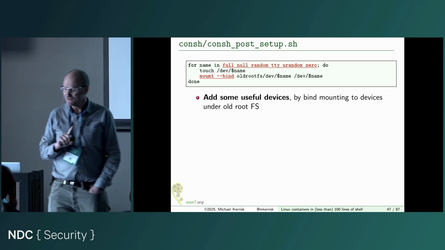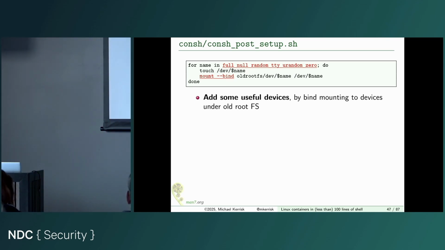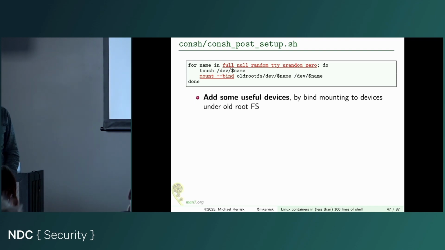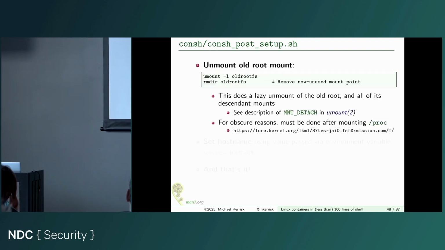When I first learned how to do this, I was kind of surprised that it works, but it does. I say, in the dev directory, make a file with that name, and then mount --bind from the old root file system in the dev directory, bind mount that device to /dev in my new root mount. And this just works. I was surprised that it just works, but it does. And this gives me those devices.